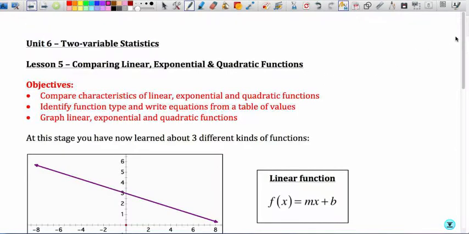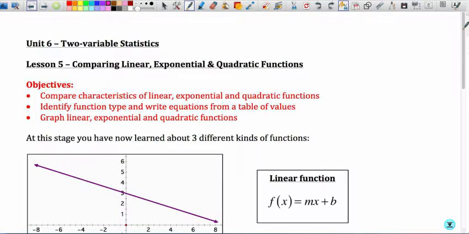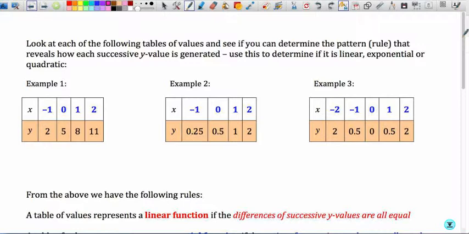Okay, welcome to the lesson on comparing linear, exponential, and quadratic functions. What we are doing in this lesson is attempting, without our TI Inspire calculator, to determine whether the mathematical model for a set of points should be linear, exponential, or quadratic. And so I'll jump ahead and just show you the three examples.